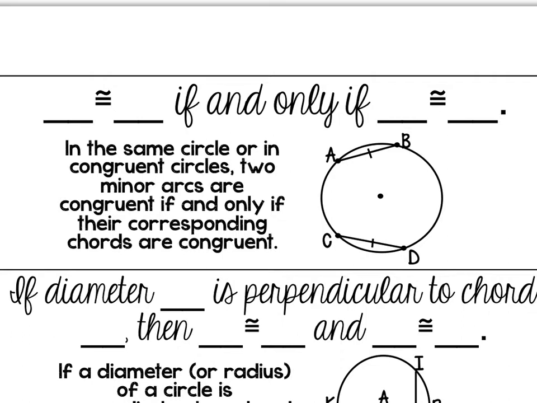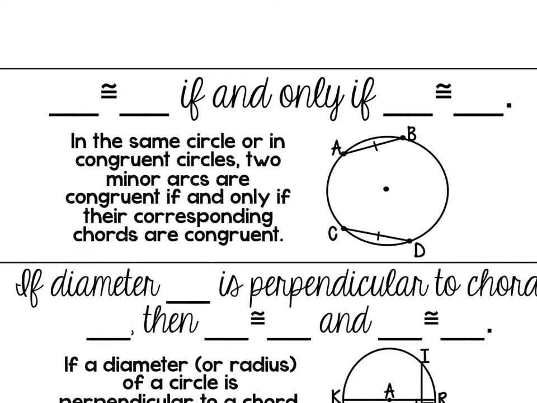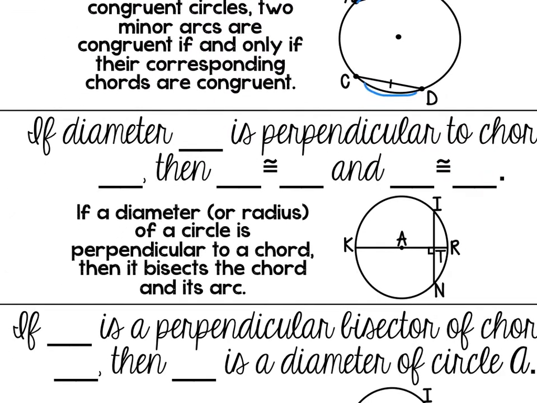So in this, arc AB is going to be congruent to arc CD if and only if segment AB is congruent to segment CD. If a diameter or radius of a circle is perpendicular to a chord, then it bisects the chord and its arc.